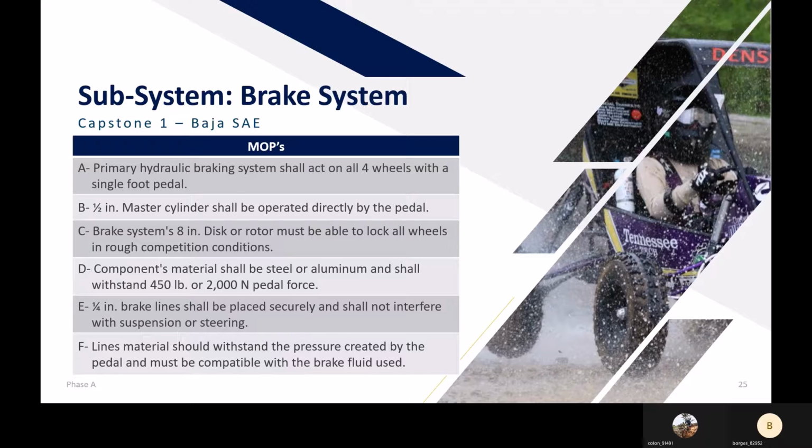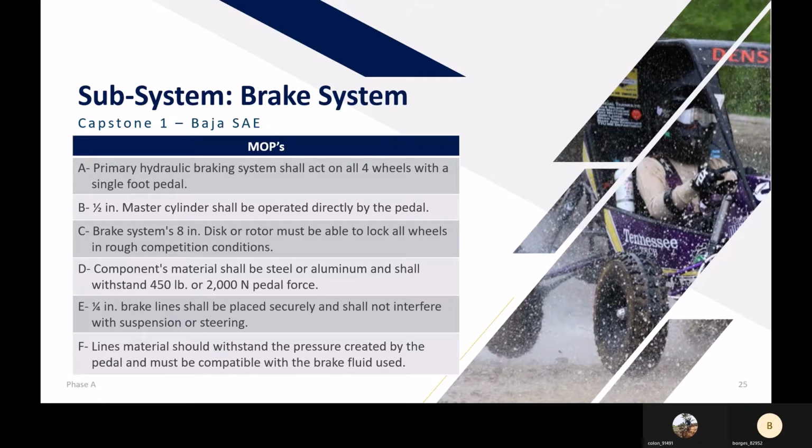A half-inch cylinder shall be operated directly by the pedal. The disc will be 8 inches in diameter and must be able to lock all wheels in rough conditions. The components of the braking system shall be made of steel or aluminum and shall withstand a force of 450 pounds or 2,000 newtons. The 1/4 inch lines shall be placed securely and shall not interfere with other components. The material of the line should withstand the pressure created and be compatible with the brake fluid used.